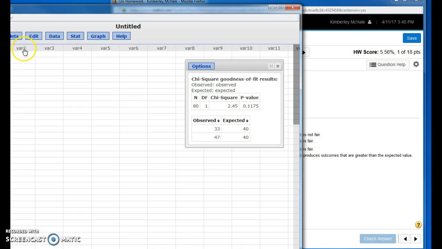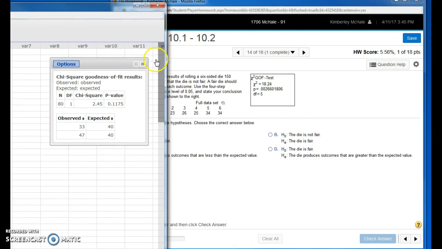And since this is rolling a die and we're seeing if the die is fair or not, my expected value should all be the same. That should be the number of rolls, which is 150 rolls, divided by the 6 possible outcomes. Let me get rid of that.